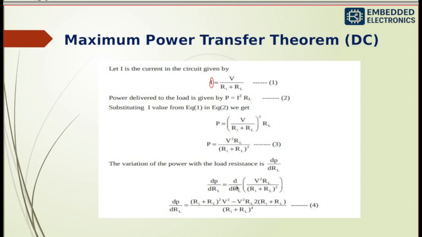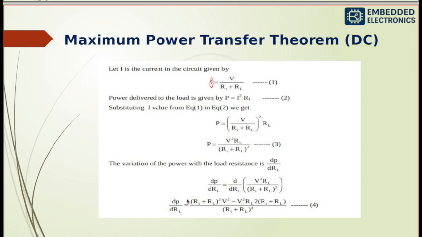Now it will become d by dRL of this, meaning the P value we have, right? Just mention it. Now how to apply the derivative for this? We already know the U by V rule, right? (V U dash minus U V dash) divided by V square. V square here means (Ri plus RL) square, it will become (Ri plus RL) to the power 4.